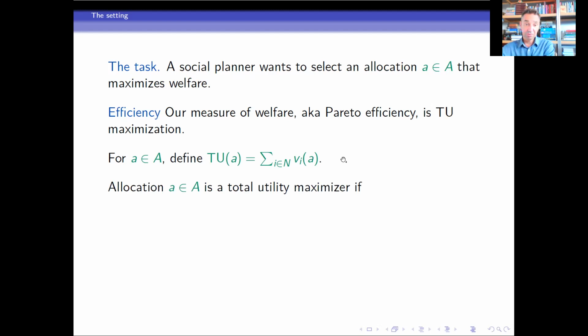And an allocation is a total utility maximizer if it maximizes this particular expression. So the TU of A is bigger or equal to the TU of any other B. In A, it should say here instead of B. It's a typo. It should be an A over here, of course. Okay.